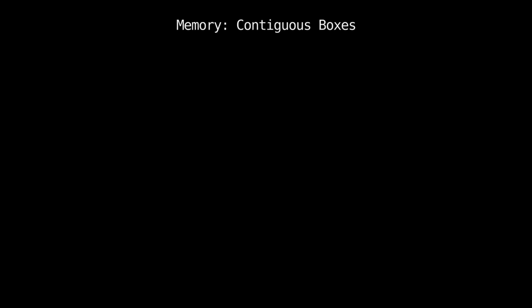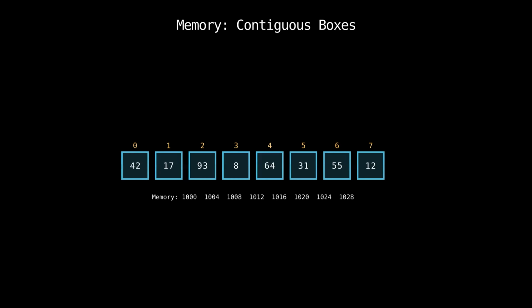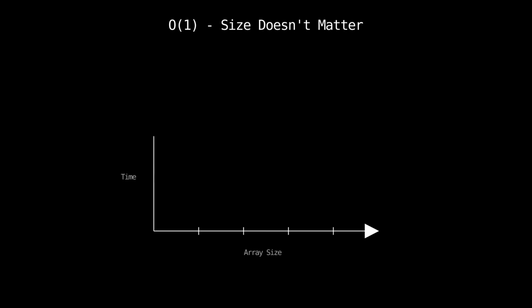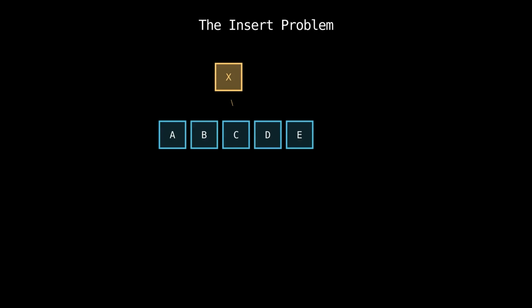Arrays are just boxes in a row. Numbered boxes, box 0, box 1, box 2, that's it. Your computer knows exactly where each box lives in memory. But here's where arrays betray you. Want to insert something in the middle? Disaster. Every element after the insertion point has to scoot over.